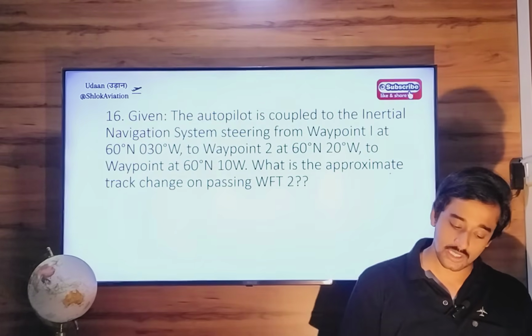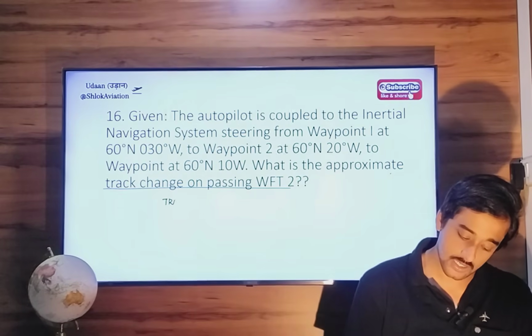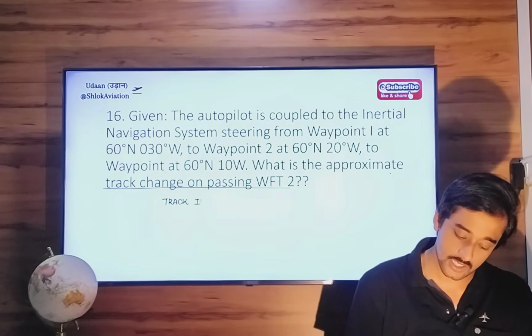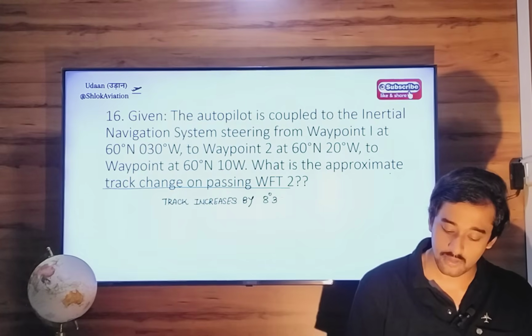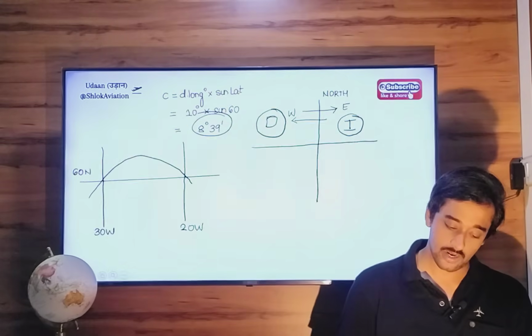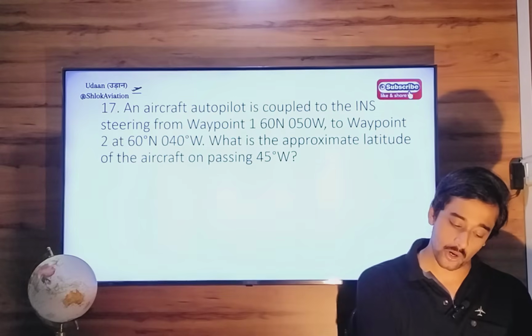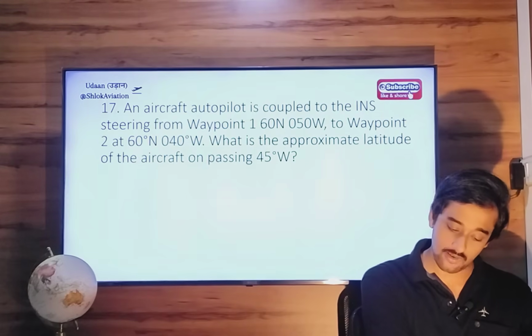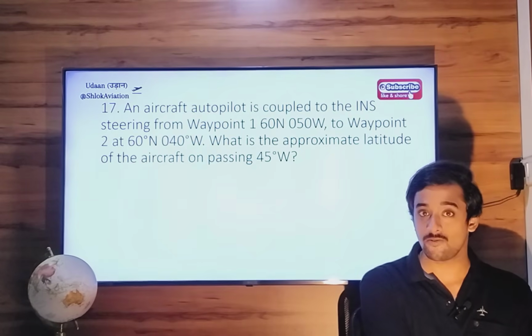So what is the approximate track change on passing waypoint number 2? The track increases by 8 degrees 39 minutes over waypoint number 2. Question 17: aircraft autopilot is coupled to waypoint 1 to waypoint 2, 50 west, 40 west. What is the approximate latitude of the aircraft on passing 45 west?